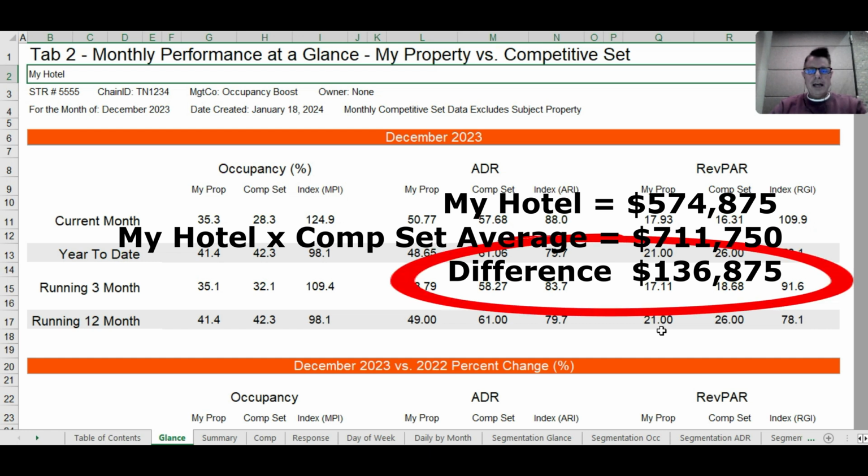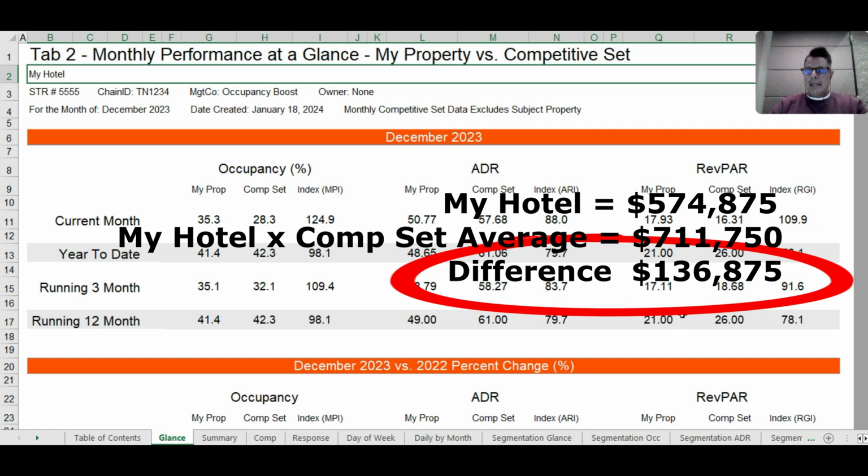A lot different. And that should give you an idea of how you can better yourself as a property owner or a property manager. So this hotel really has to make up $136,000 in order to be even with their competitive set. A lot different than $5. It's a lot easier to figure out how to make up $136,000 than it is a $5 RevPAR. It means a lot more when you put it into total revenue.